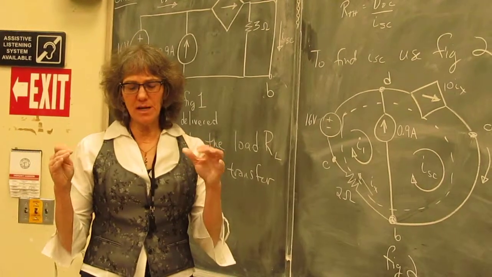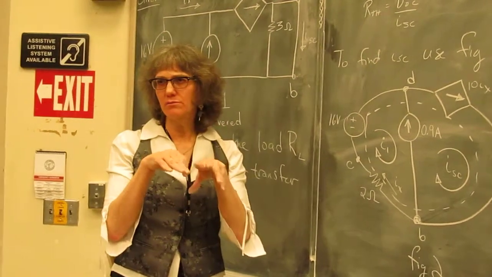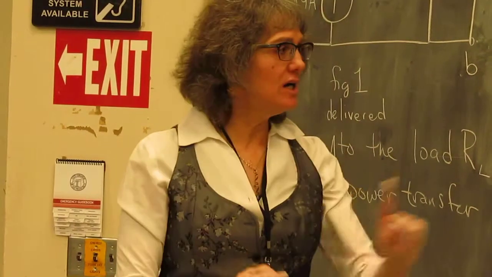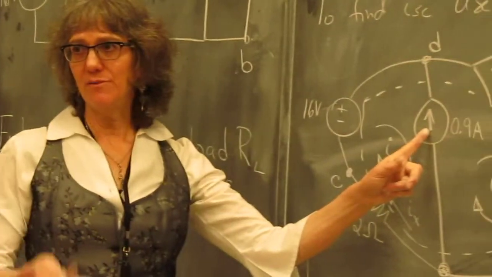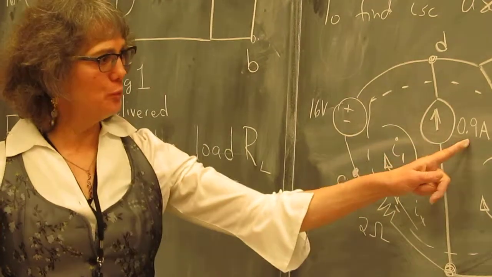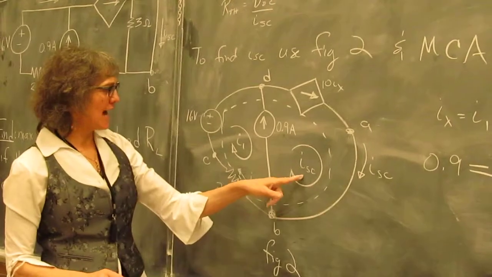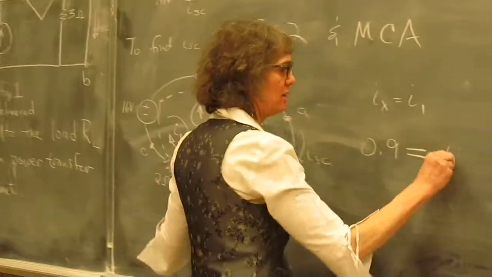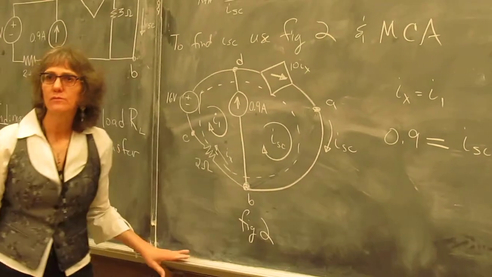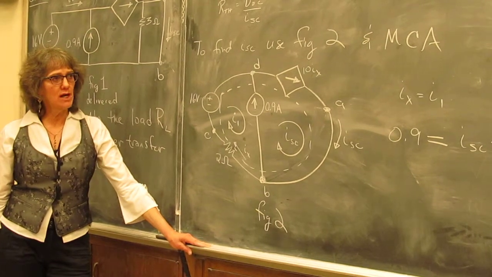And for the purposes of this step, we're supposed to look inside of it and do something in terms of the mesh current. Good. You write the current of the current source in terms of the mesh currents on either side. So in this case, the current here is 0.9. And so that's equal to ISC minus I1, sorry. Okay? All right, so I'm now done with that step.